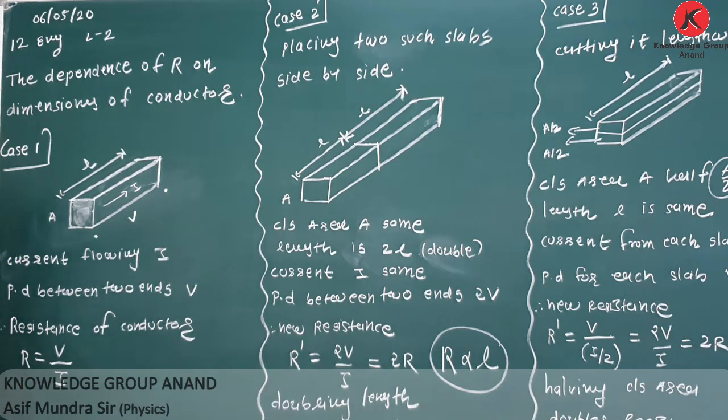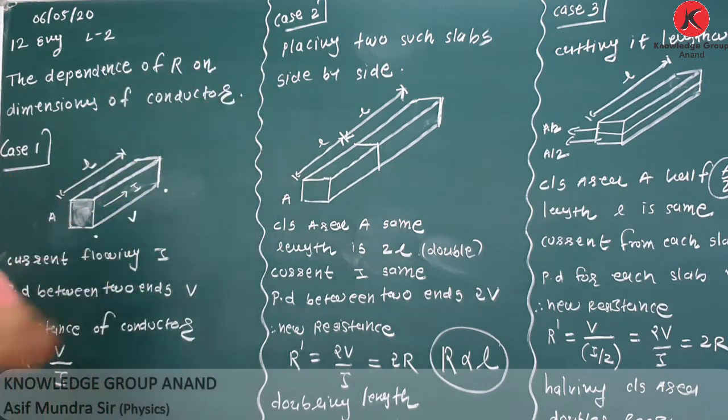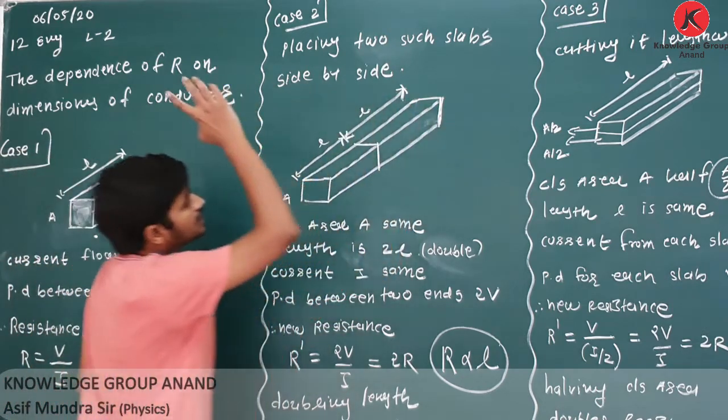Now, if I have another identical conductor having the same cross-sectional area, same length, same current and same voltage, then its resistance is also the same. Clear? Now what is the second case? Placing two slabs side by side. Such two slabs having the same cross-sectional area and same length are placed side by side like this.